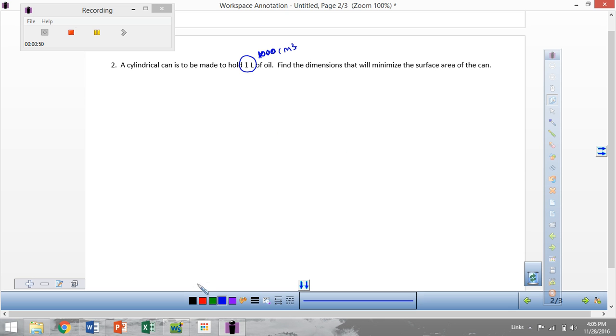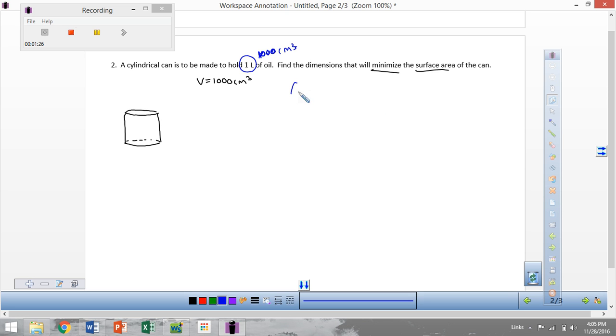So I've got some kind of can, an oil can, where I need it to hold 1 liter or 1,000 cubic centimeters of oil. Okay, so if it needs to hold that much oil, that means that the volume needs to be 1,000 cubic centimeters. Okay, so find the dimensions that will minimize the surface area of the can. Minimize the surface area of the can.